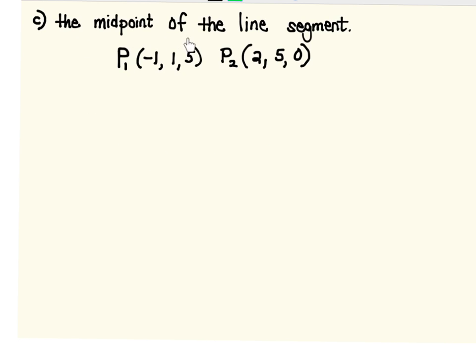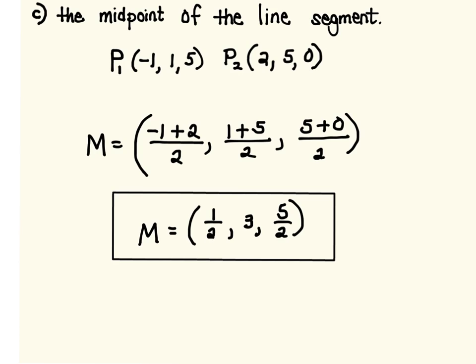Now we find the midpoint of the line segment formed between these 2 points. And the midpoint is the sum of the x-coordinates, -1 and 2, added together, cut in half. That gives us 1/2. The sum of the y-coordinates, 1 and 5. 1 and 5 is 6, cut in half. That's a 3. And the sum of our z components, 5 and 0. 5 plus 0 is 5, cut in half, is 5/2. And this is the midpoint of P1 P2.